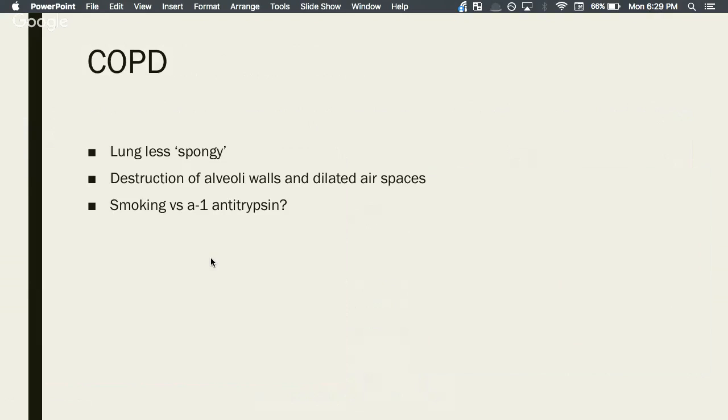So in terms of smoking versus alpha-1 antitrypsin, can anyone tell me what's the centrilobular? Yep, A180 is perfect. Thank you.